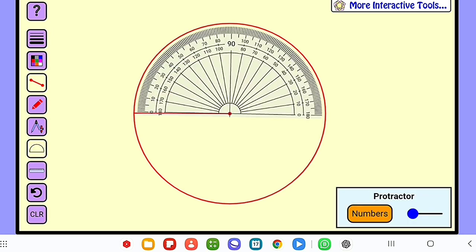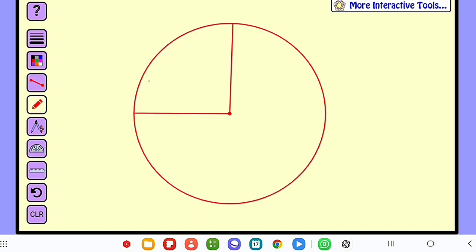Use your protractor. This is my protractor. Measure 90 degrees. You can see this is where we have 90 degrees. Then you write what? English. This is English. And you should know that this is 90 degrees.